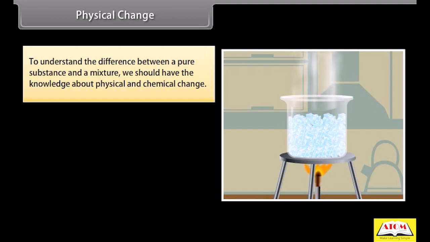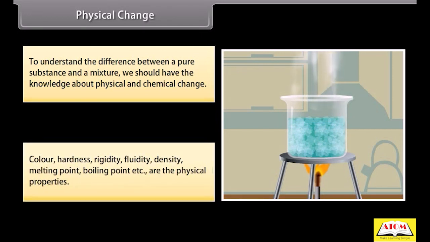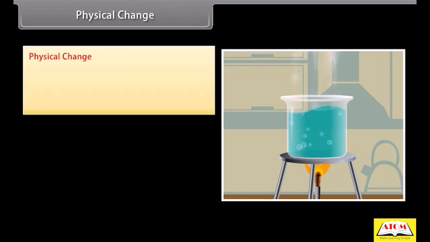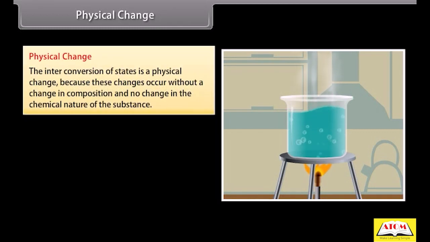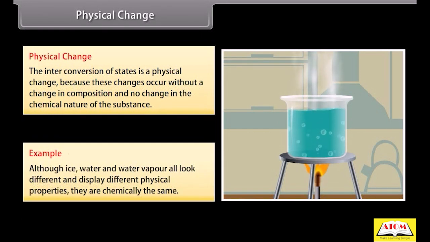Physical change. To understand the difference between a pure substance and a mixture, we should have the knowledge about physical and chemical change. Color, hardness, rigidity, fluidity, density, melting point, boiling point, etc. are the physical properties. Physical change. The interconversion of states is a physical change because these changes occur without a change in composition and no change in the chemical nature of the substance. For example, although ice, water, and water vapor all look different and display different physical properties, they are chemically the same.